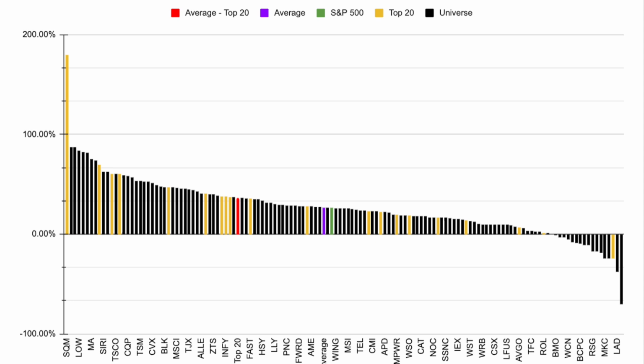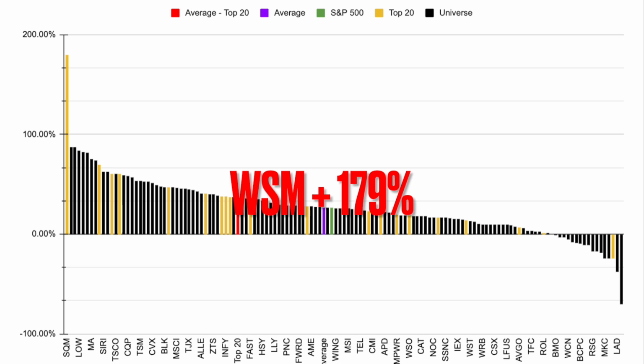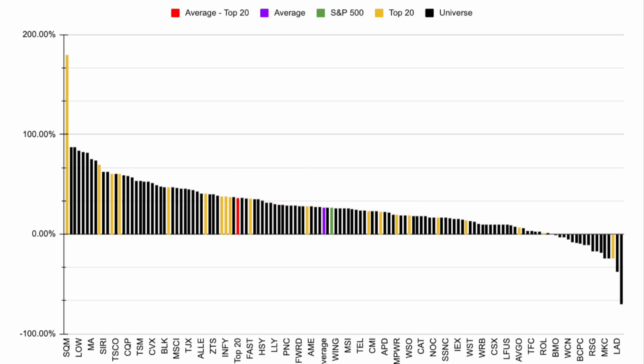Ultimately, the goal for this strategy is to have the purple bar, the average return for the investable universe, be relatively close to or higher than the S&P 500 return, and to also have the red bar, the average return of the chosen 20 stocks, be higher than the return of the S&P 500. Clearly, the June 2023 top 20 list has thus far worked out great. Some of this can be attributed to Williams-Sonoma that is up a phenomenal 179%. But even if we exclude this single outlier, the remaining 19 chosen stocks have an average return of 29.01%, which would still place them ahead of the S&P 500.